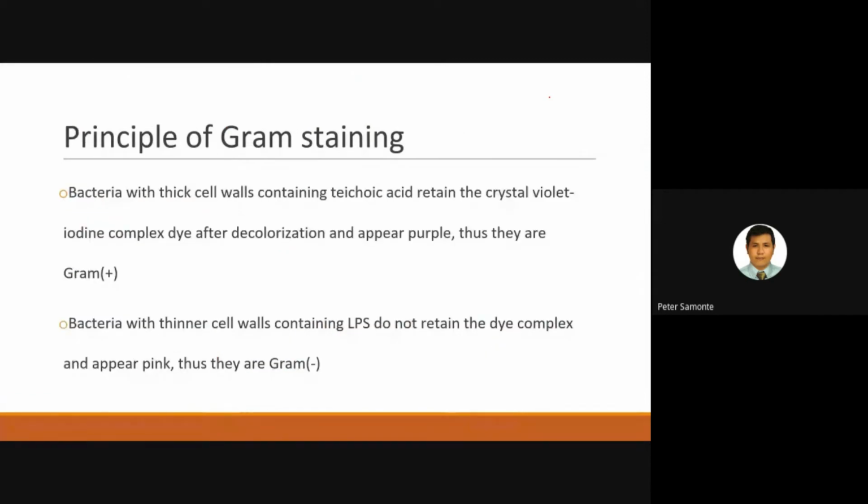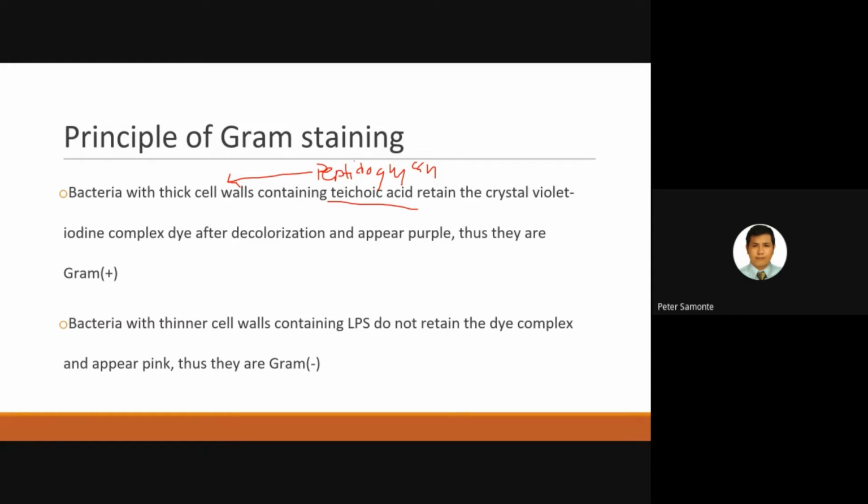So the principle of gram staining, class, is that bacteria with thick cell walls containing teichoic acid would retain the crystal violet iodine complex dye after decoloration and appear purple. Thus, they are gram positive. Bacteria with thinner cell wall containing lipopolysaccharides do not retain the dye complex and appear pink. Thus, they are gram negative. So, itong teichoic acid nyo, class, this can be found in your peptidoglycan. And your peptidoglycan, if you recall, is found in your cell wall.